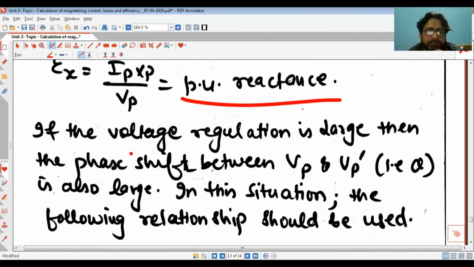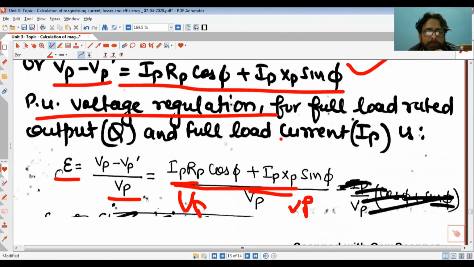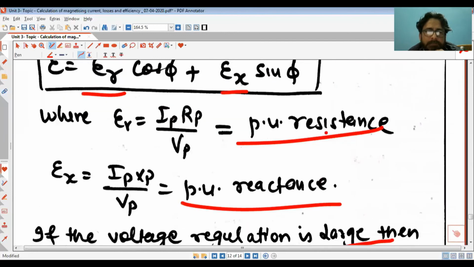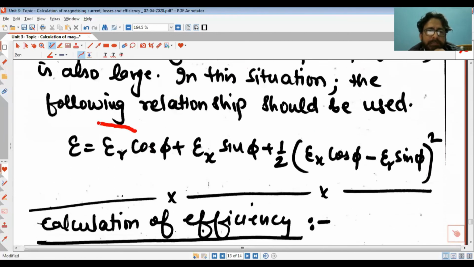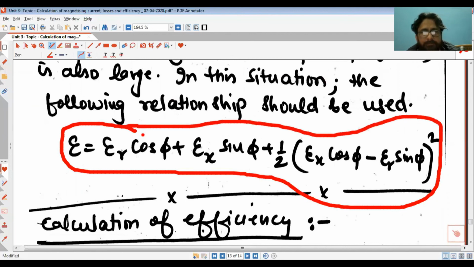But if theta is very large, in that case this equation does not hold. So the equation which is used when theta is very large is this one.